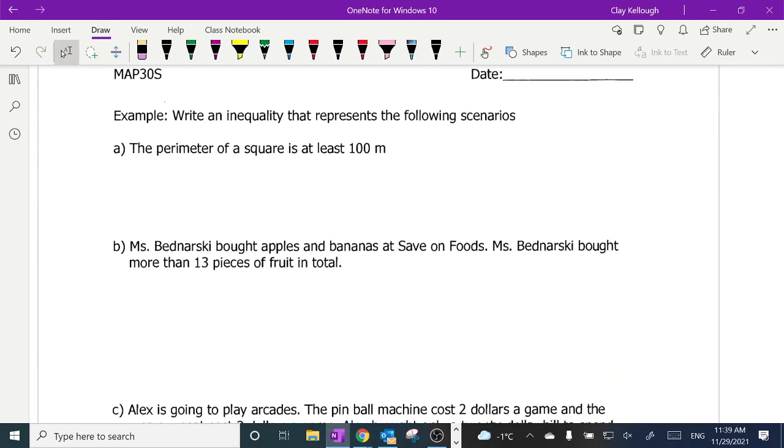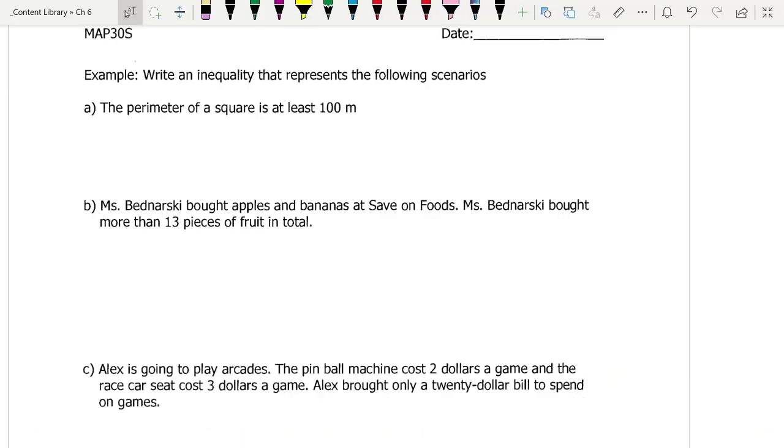For example, let's read this together. The perimeter of a square is at least 100 meters. How do you find the perimeter of a square? Well, if I have a square, let's say my perimeter is going to be y, and the square is going to have a length of x. So there's my square, x and x.